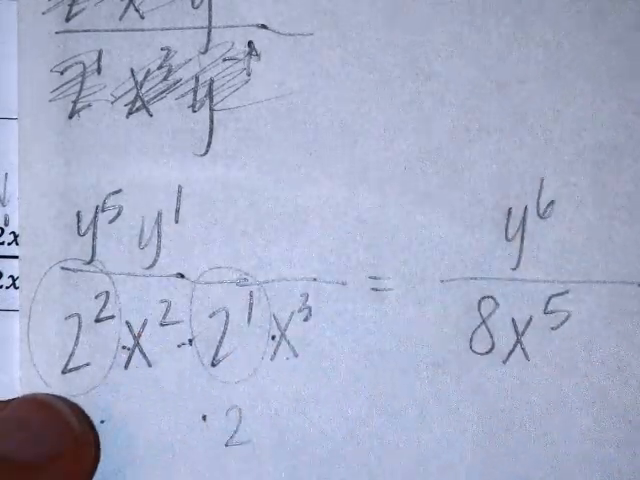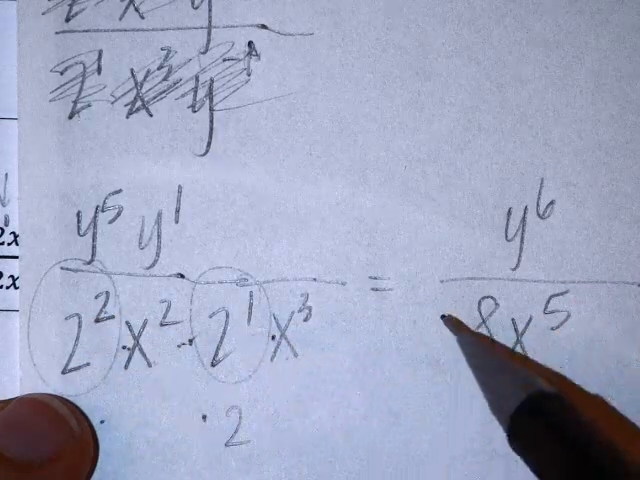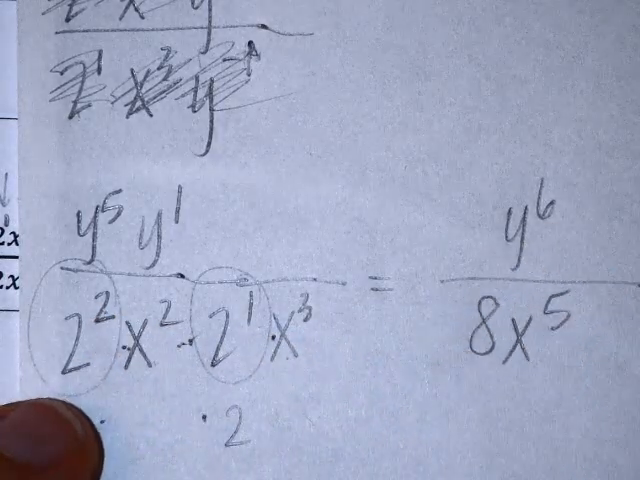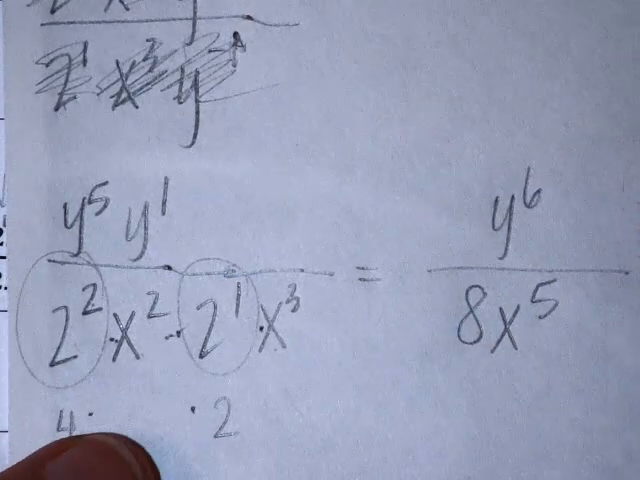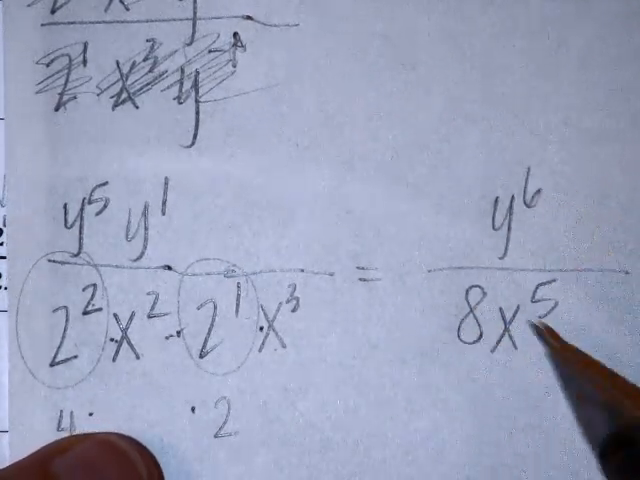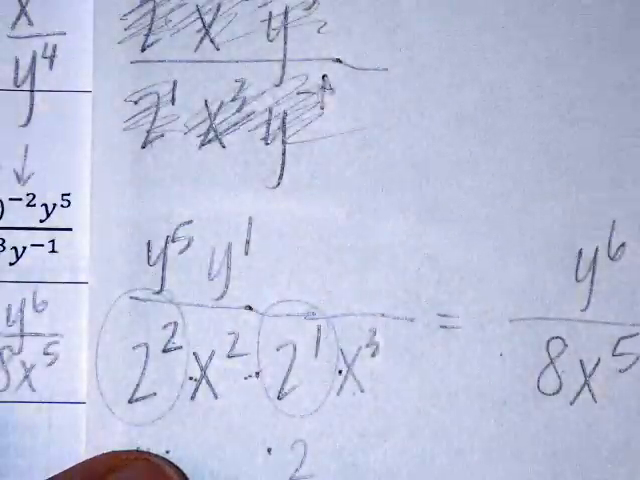You could also call it 2 cubed. If you want to think of it as 2 2's and another 2, that's 3 total 2's. So you could call it 2 cubed if you want, whatever you want. But this looks like it's about as cleaned up as it can get. The exponents are positive. I don't have any more like terms to combine, so I'll say that my final answer is y to the 6th over 8x to the 5th.